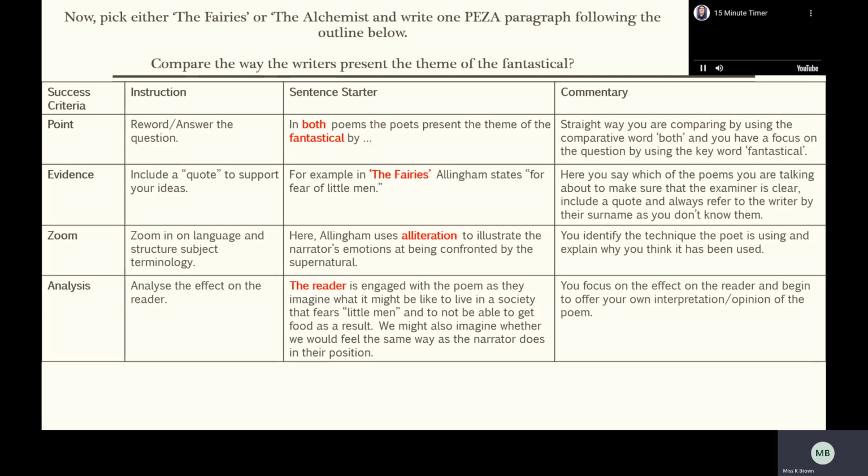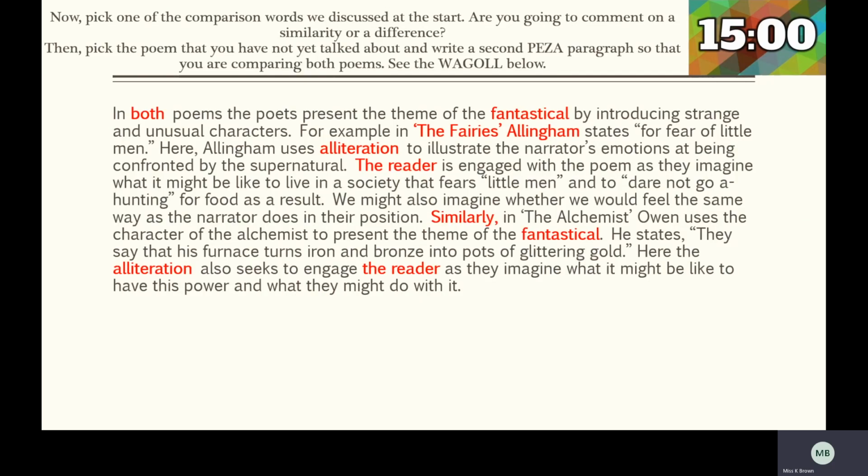All right, ladies and gentlemen, hopefully you have got your first piece paragraph completed. Now I would like you to pick one of the comparison words that we talked about right at the very beginning. You need to decide whether you are going to talk about a similarity or a difference between these two poems. Have a look at our grid that we completed last lesson about the similarities and the differences, and decide which one you want to talk about.